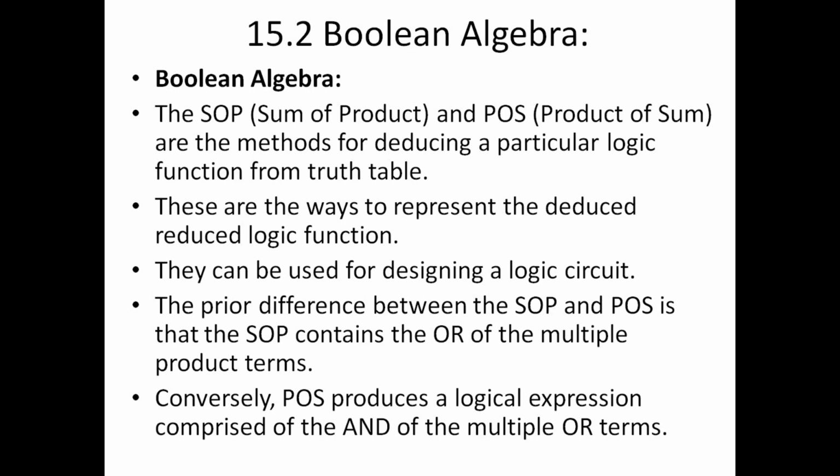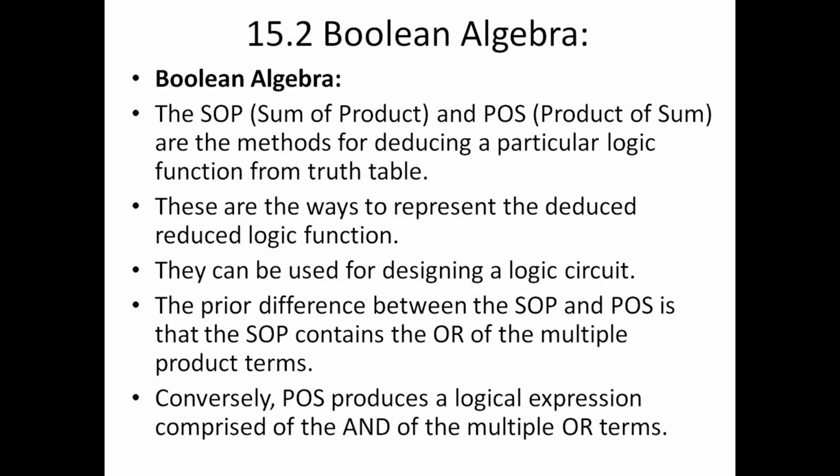There are two methods in a logic function that we use when we are converting a truth table into a logic circuit or into a logic expression, namely sum of product and product of sum, that we have discussed in chapter number 10 of O levels as well as in AS. These are the ways to represent the reduced logic function. They can be used for designing a logic circuit.